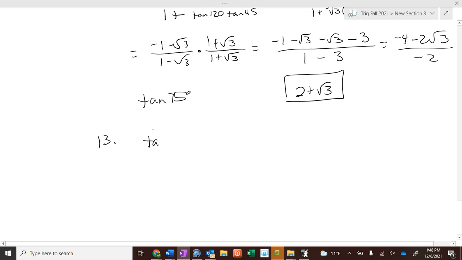All right, 13, a little easier. The sine of negative 15 degrees. Why am I writing tangent when I'm saying sine? I don't know. The sine of negative 15 degrees. What two numbers subtract to be negative 15 degrees? There's a bunch of them, but what are two easy ones?